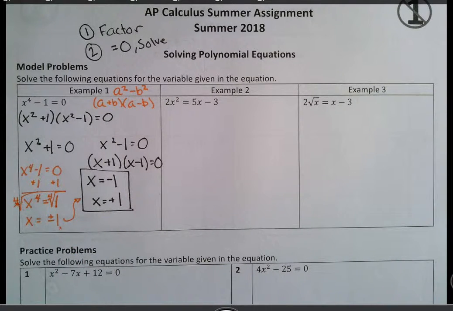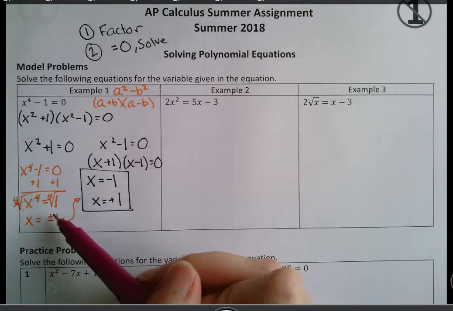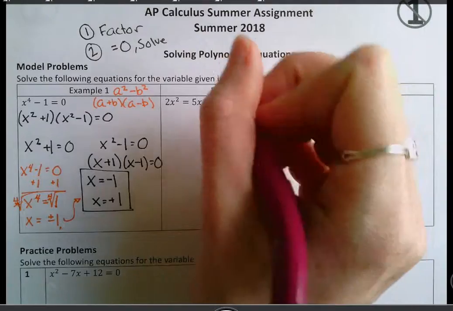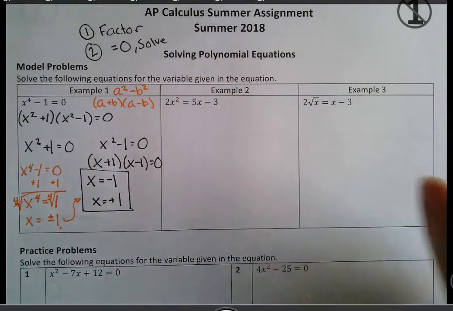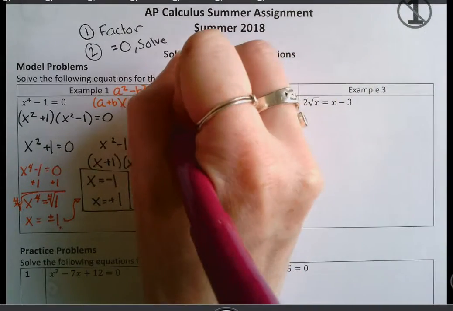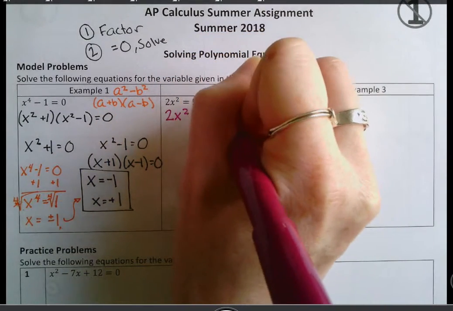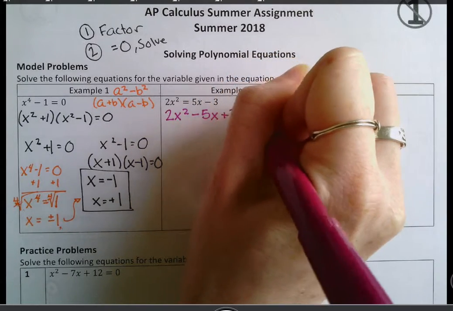Now for example 2, we have this x on the other side, so we can't solve it using that little trick. What we have to do is we have to take those over to that other side. So if I subtract the 5x over, add that 3 over, our equation is going to look like 2x squared minus 5x plus 3 equals 0.